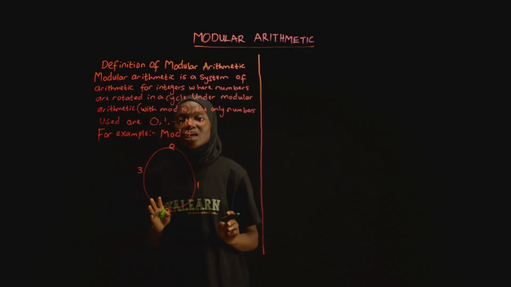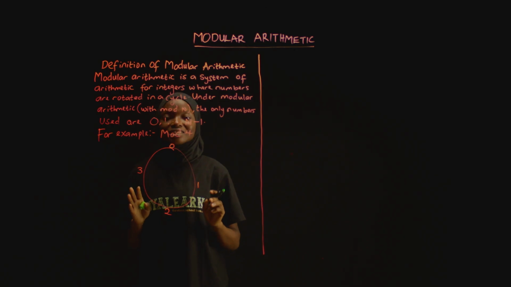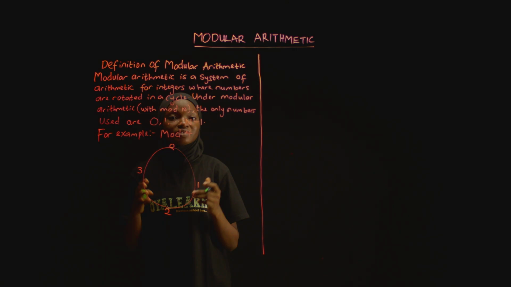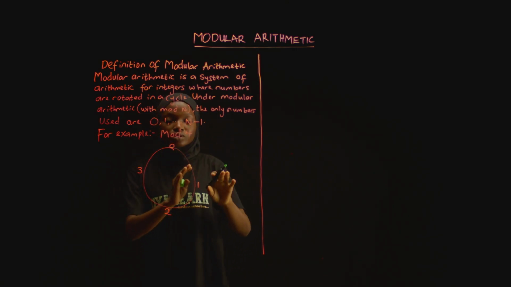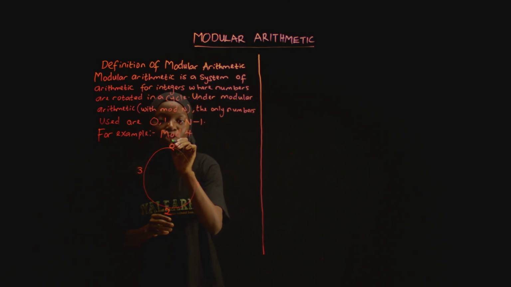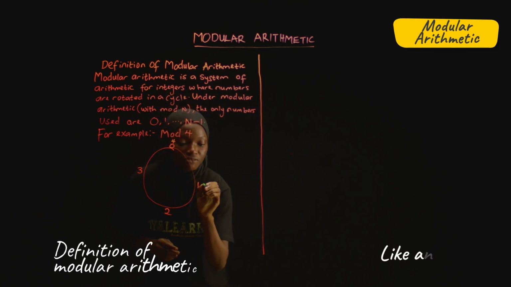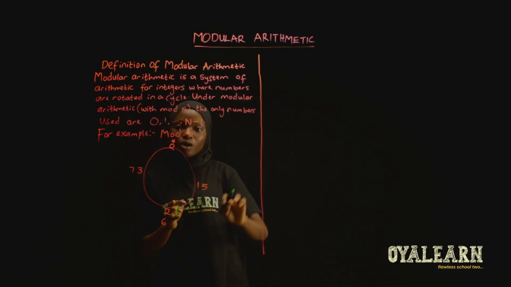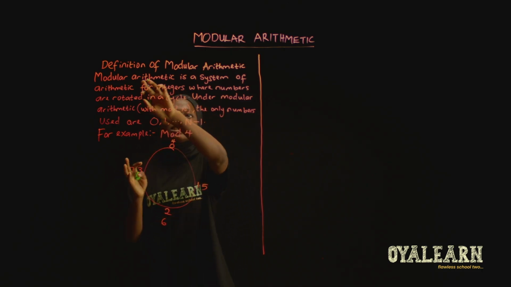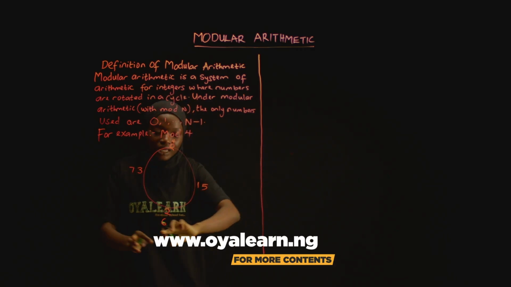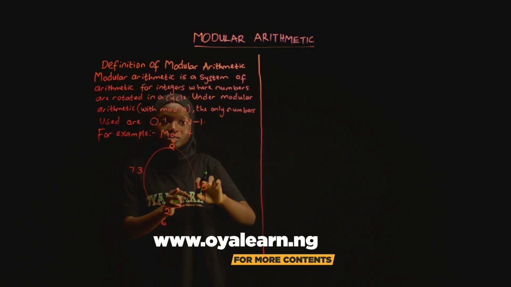Now here, it does not mean we don't have integers greater than 4 in the mode 4. That is, we can have 10 in mode 4, but the only difference is that it has to be rotated around the circle. That is, if I'm going to count round 3, I'm going to 4, so 4 is going to come back to the 0, then 5, 6, 7, and it keeps on going round the circle like that. That's what it means by a system of arithmetic for integers when numbers are rotated in a cycle like this.